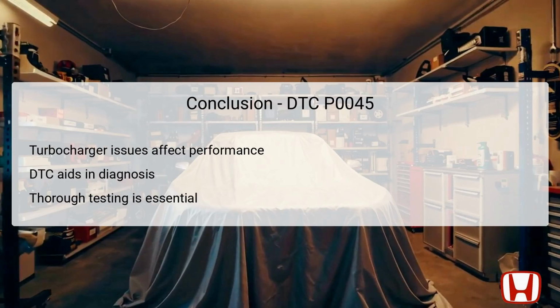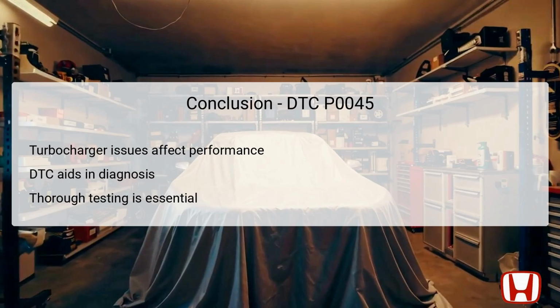In conclusion, the DTC P0045 relates to turbocharger wastegate control actuator circuit malfunctions, which can severely impact overall engine performance. Understanding the role of the turbocharger and wastegate actuator is vital, as these components work intricately to enhance engine efficiency. The diagnosis process is guided by a structured series of troubleshooting steps that lead to systematic evaluation and repair.